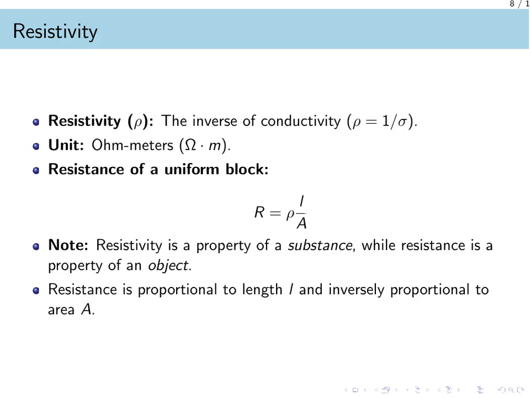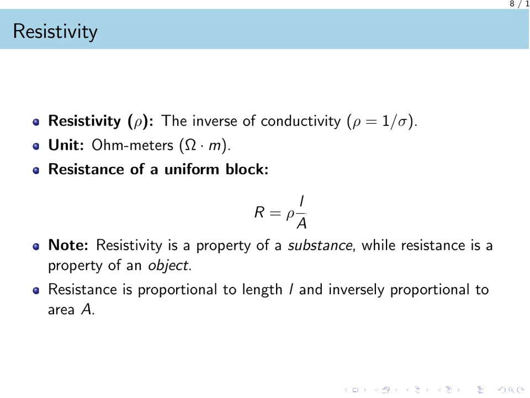Resistivity is defined as the mathematical inverse of conductivity. Its standard unit is the ohm meter. Using this new quantity, the resistance of a uniform block of material is equal to the resistivity multiplied by the length of the block, divided by its cross-sectional area.